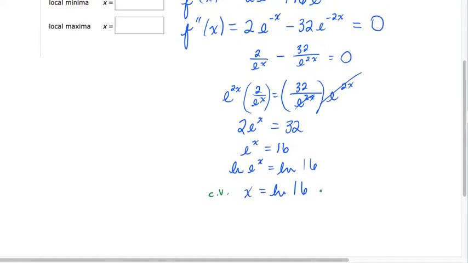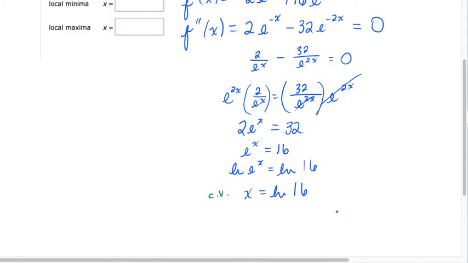Okay, so how do we do the second derivative test? Plug the critical values into the second derivative. So there's my second derivative, but actually here it is. No matter what you plug in, this is always going to be, well, no, it could be negative. I don't know. We're going to have to plug it in and see.